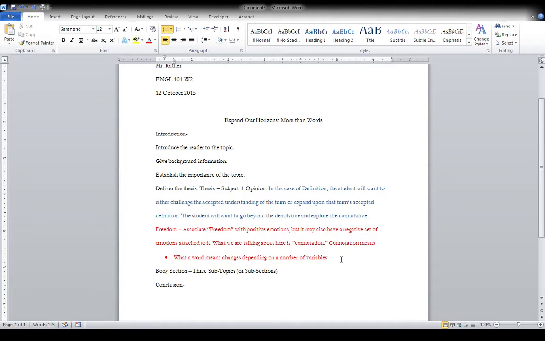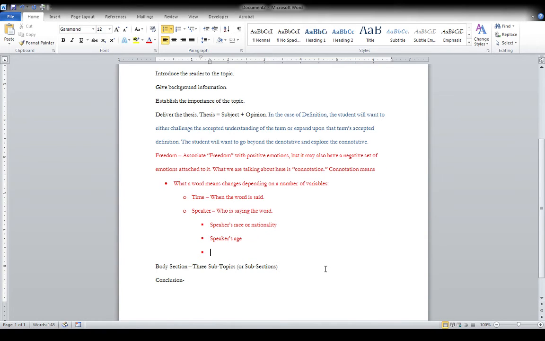And these variables include, but are not limited to, time, when the word is said, speaker, who is saying the word? And the speaker's race or nationality play a part in it. The speaker's age plays a part in it.